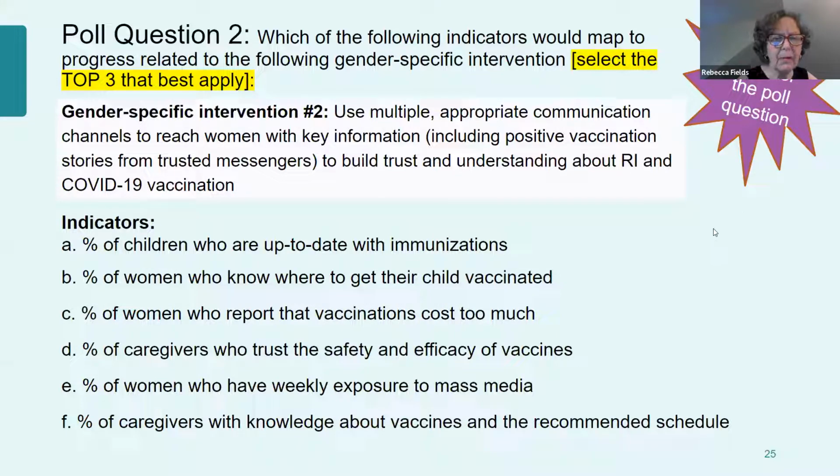And again, the choices are: A, the percent of children who are up to date with immunization; B, the percent of women who know where to get their child vaccinated; C, the percent of women who report that vaccinations cost too much; D, the percent of caregivers who trust the safety and efficacy of vaccines; E, the percent of women who have weekly exposure to mass media; and F, the percent of caregivers with knowledge about vaccines and the recommended schedule. Now, you may feel that all of these are applicable, but we are asking that you only select what you view as the top three.